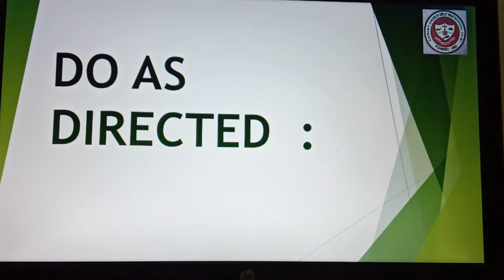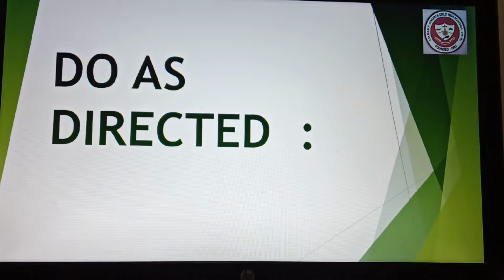Today in grammar, we are going to do "as directed." Under "do as directed," we cover almost all the areas of grammar that we have covered in middle school or in high school, be it narration, voice, positive and negative sentences, interchange of various parts of speech, degrees of comparison, joining and splitting of sentences, etc. It's a vast area.